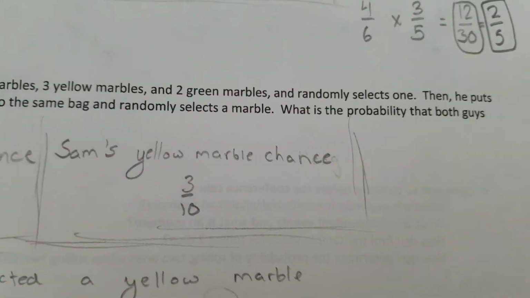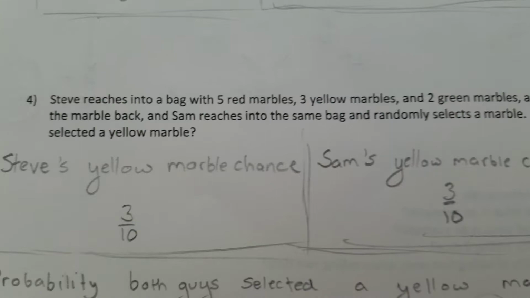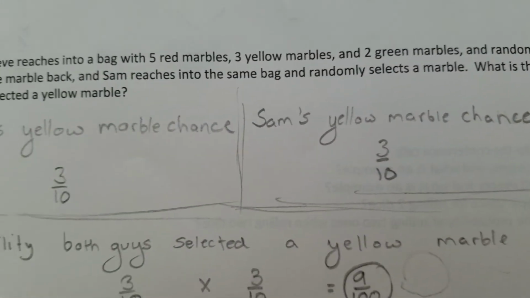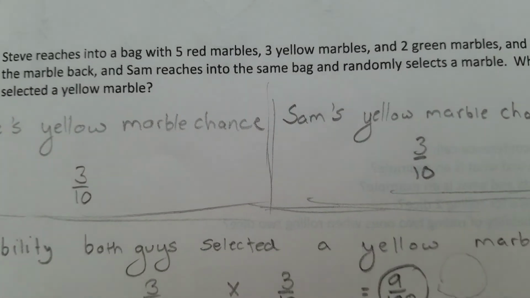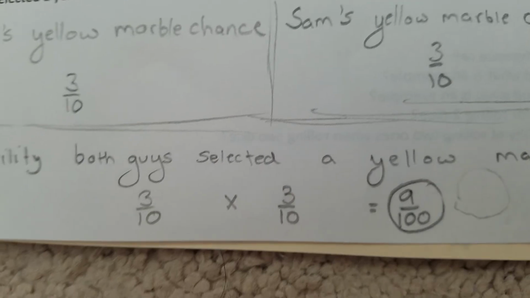In this case, he selects one, then puts the marble back, and Sam reaches into the same bag to select. So again, the compound probability is multiplying the 2, and it's 9/100.